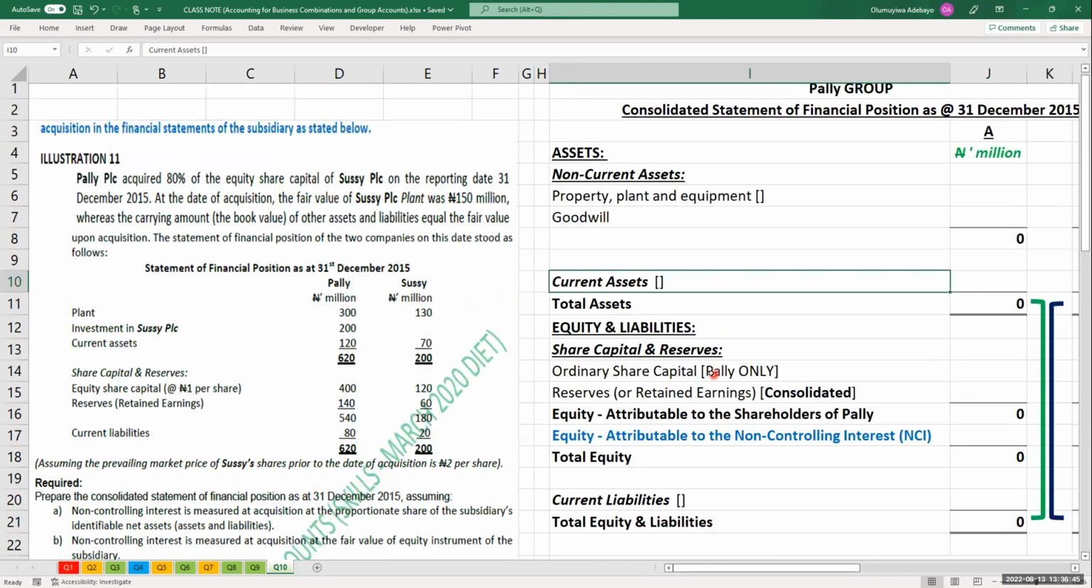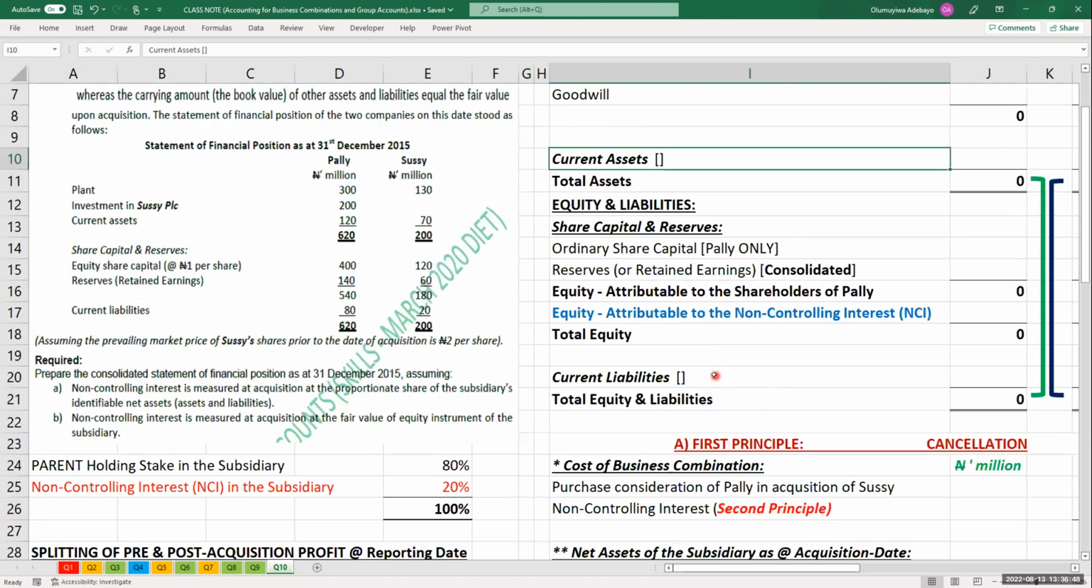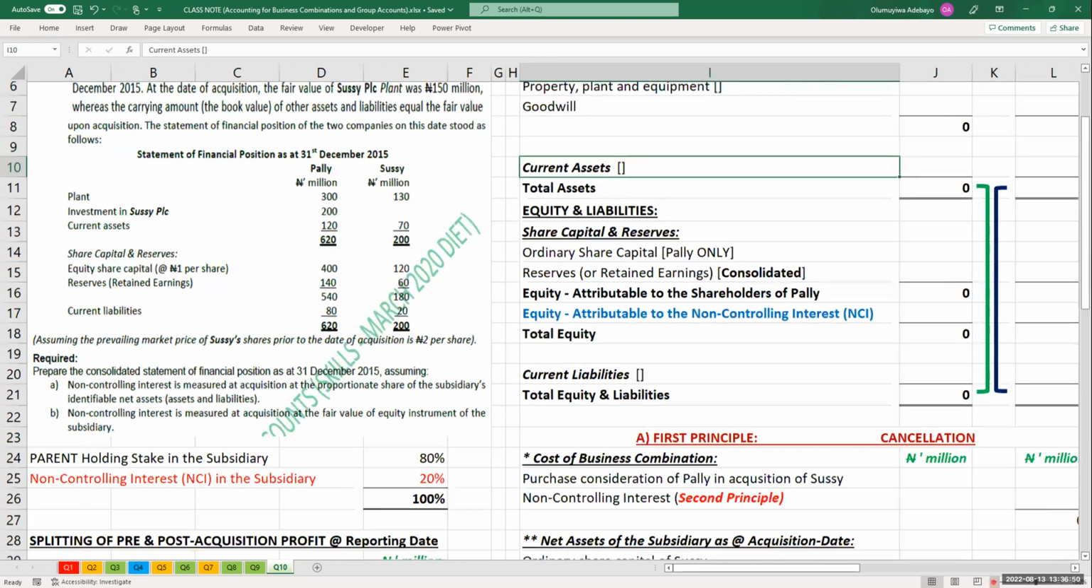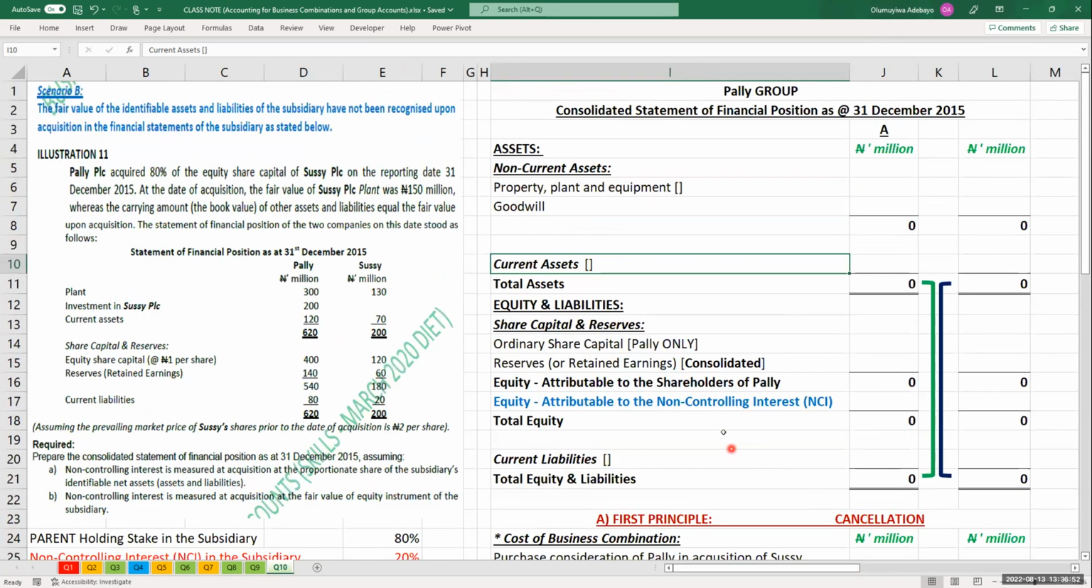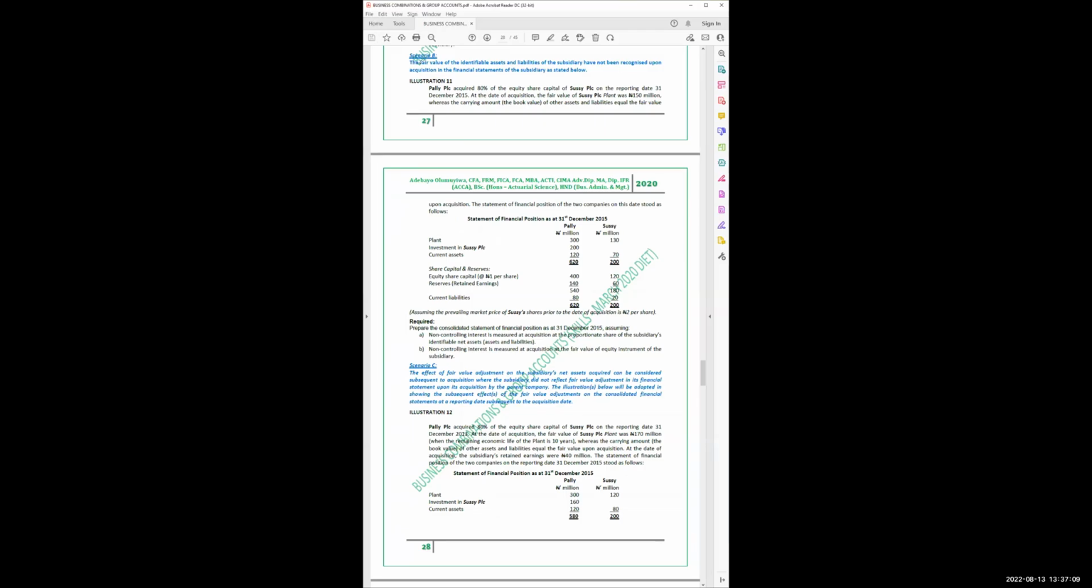Okay, I want you to read. No, it's not showing well. Okay, it's clear now. Can you read it here? Or I switch it here for you to read. There will be the fair value of the identifiable asset. Start from scenario B, okay? Over to you.